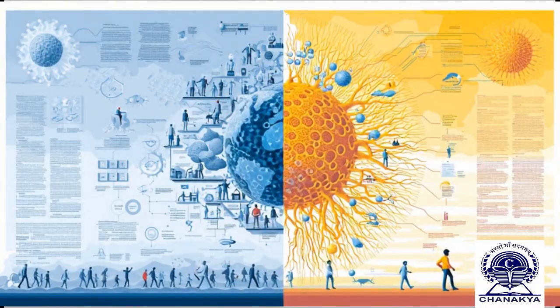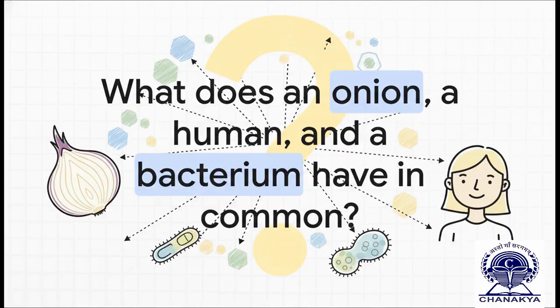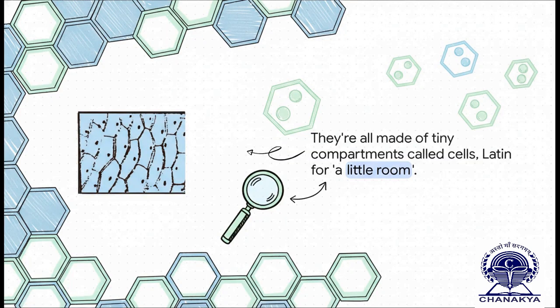Okay, so let's kick things off with a little puzzle for you. What could an onion, a human, and a tiny little bacterium possibly have in common? I mean, they seem totally different, right? One's a vegetable, one is, well, us, and the other's a microbe. But believe it or not, they share this incredibly profound secret. What do you think it is? And the answer is, they're all made from the exact same building blocks, these tiny little compartments called cells.